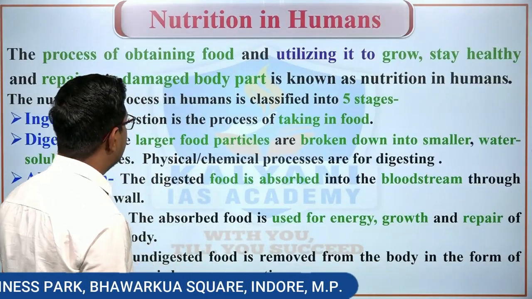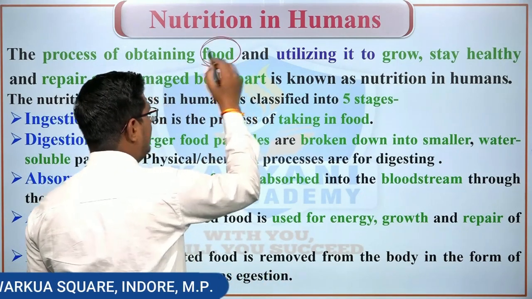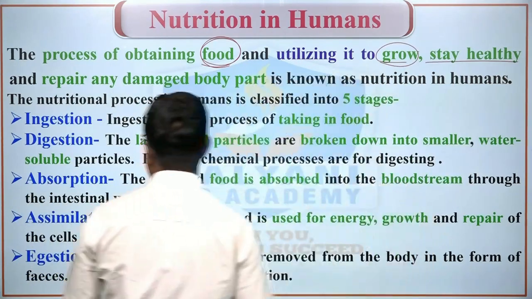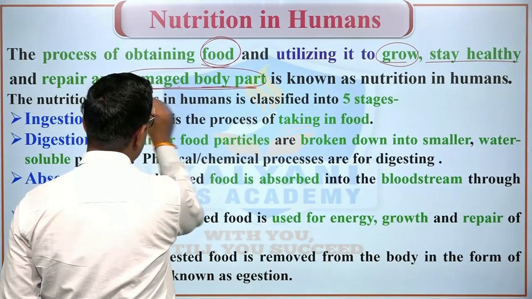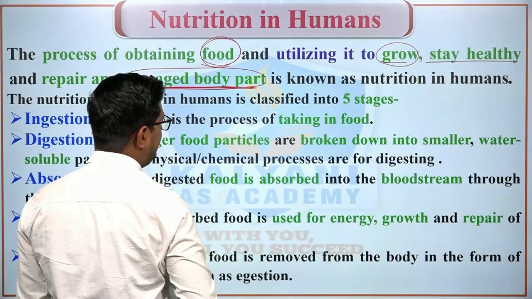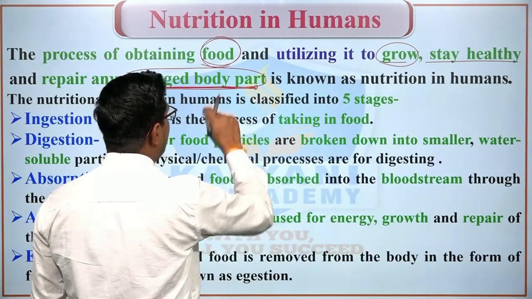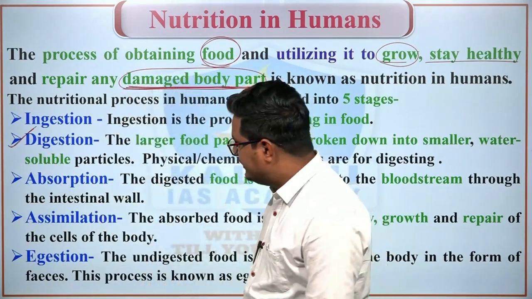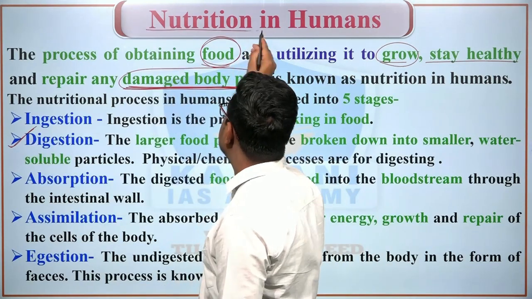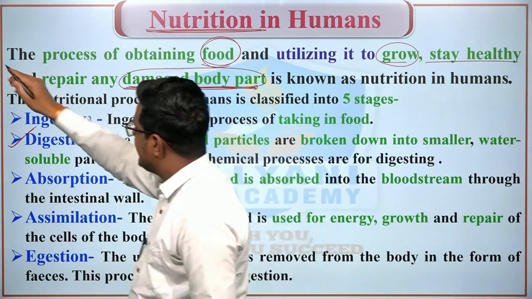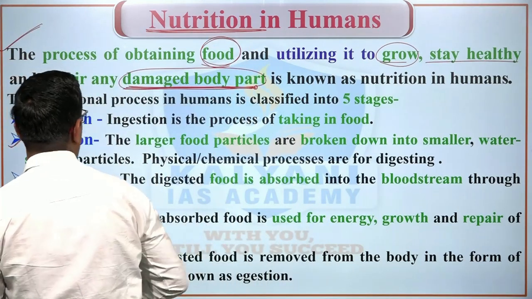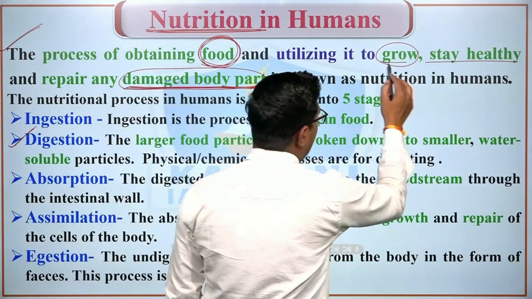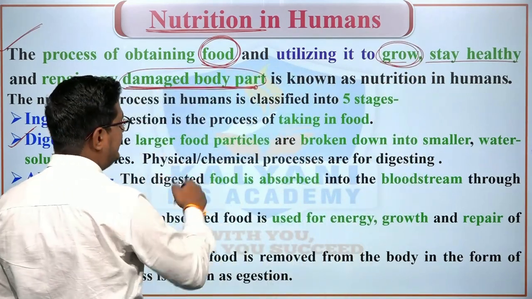So nutrition is the process of obtaining nutrients in the form of food and utilizing these nutrients to grow, stay healthy and repair any damaged body part of the human beings, right? And through the process of nutrition, you would be able to understand what is digestion. To understand digestion, we need to know the nutrition process. So what is nutrition? Simply, nutrition is the process of obtaining nutrients in the form of food and utilizing these nutrients to grow, stay healthy and repair any damaged body part.